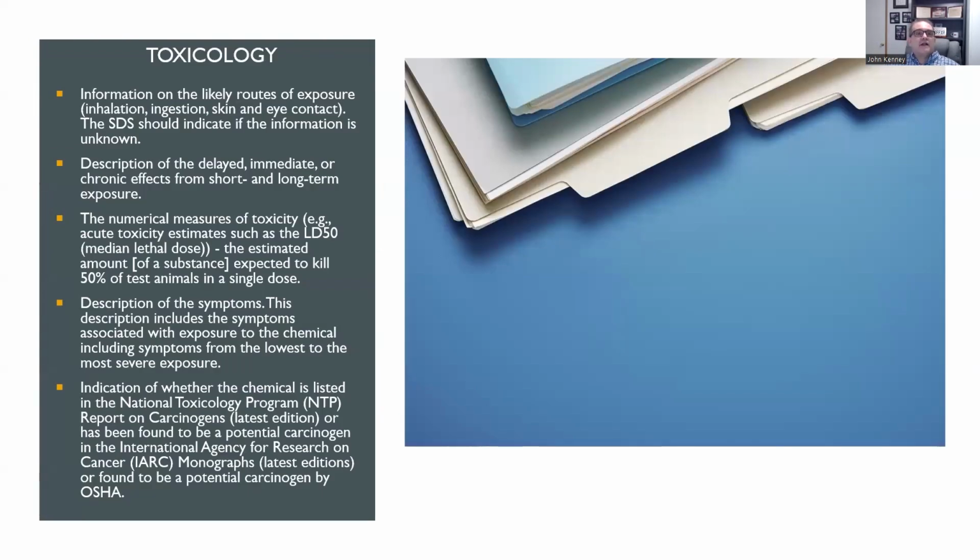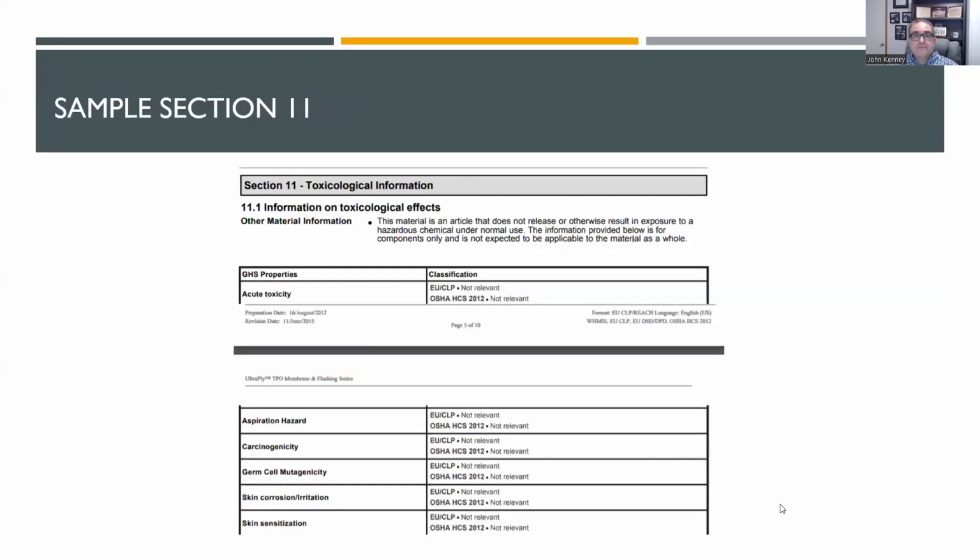Toxicology: information on the likely routes of exposure for inhalation, ingestion, skin and eye contact. Description of delayed, immediate, or chronic effects. Numerical measures of toxicity. Description of the symptoms, and an indication whether the chemical is listed as a potential carcinogen or other areas of interest required by OSHA. So here's an example of toxicological information: this material is an article that does not release or otherwise result in exposure to a hazardous chemical under normal use. So again, it's giving you that.